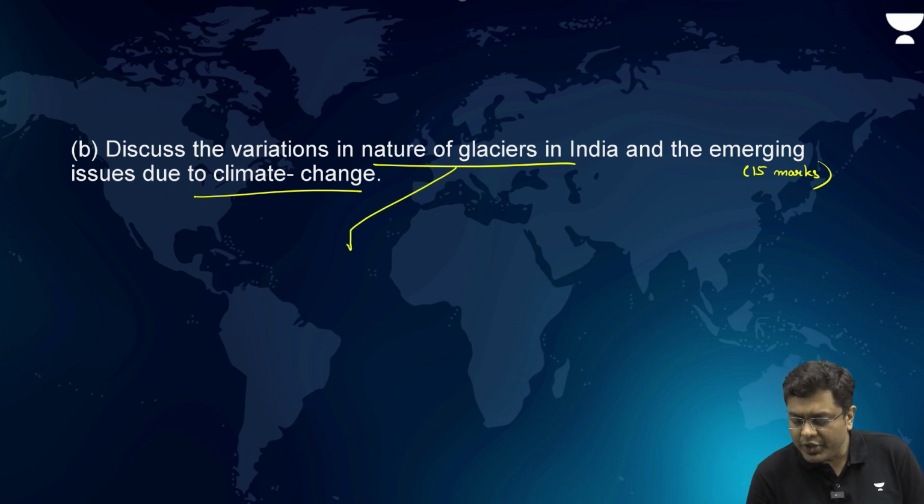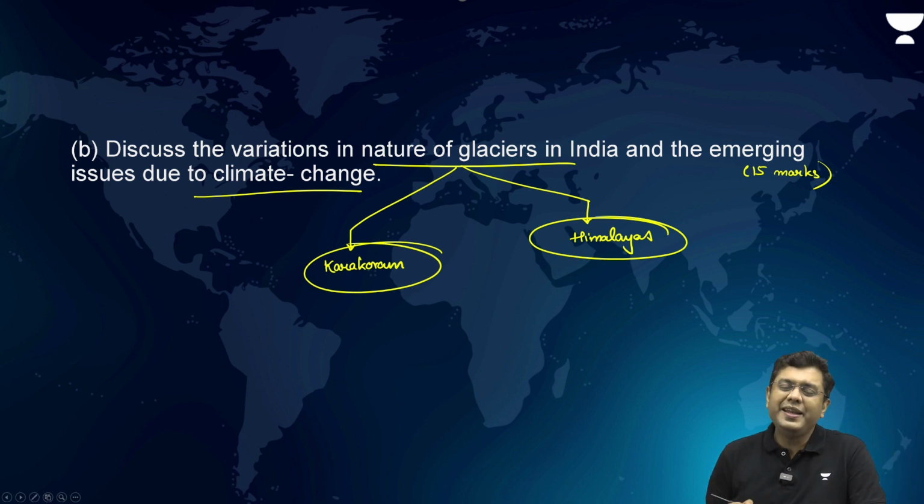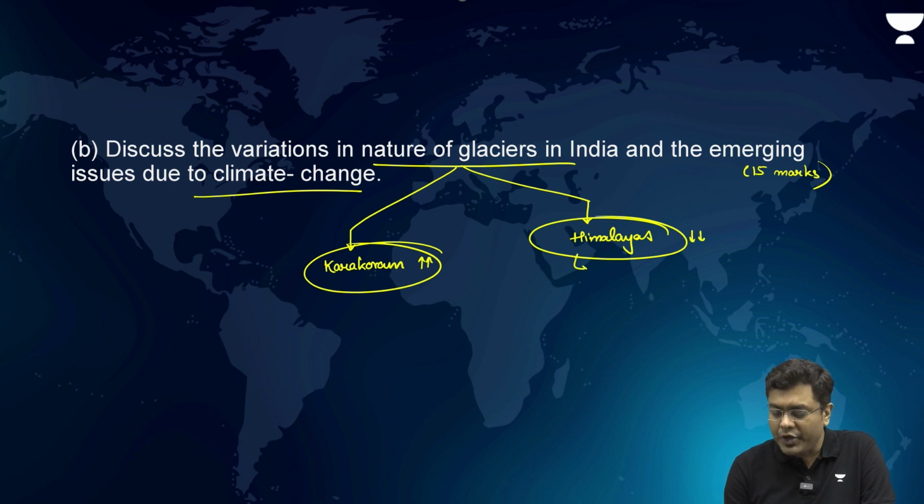For example, the glaciers in the region of Karakoram and the glaciers in the region of Himalayas. Now, in the region of Karakoram, the glacial ice or the glacial mass is not getting disturbed that much, but it is also increasing in certain cases. Whereas in Himalayas, you have the retreat of glacier. For example, take the case of Gangotri, take the case of Milam. Any glacier that you consider in the Himalayas, it is on the decline, or there is retreat.